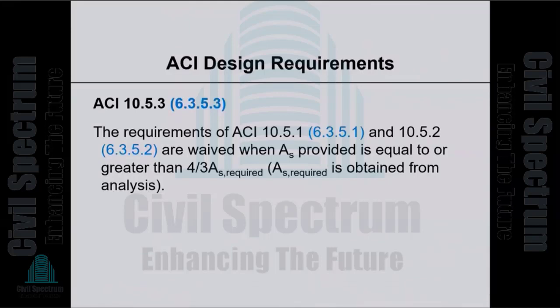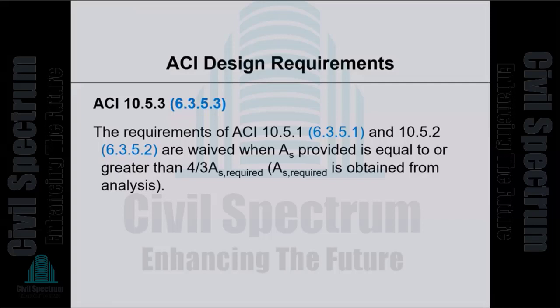Now, very importantly, that minimum need not apply if you have provided 1/3 more reinforcement than is required by your calculations to carry the loads. Okay, so the requirements are waived when A sub s provided is equal to or greater than 4/3 of A sub s that is required. And how much reinforcement is required is obtained from analysis of the structure under the service level loads that we are trying to carry.